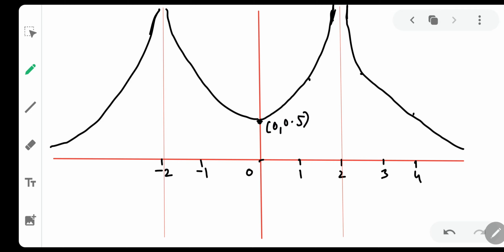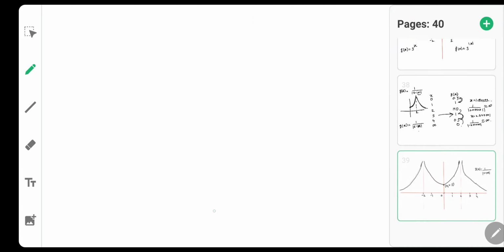Now this is your graph g(x), and your g(x) is nothing but 1 upon mod of 2 minus mod x. See how pretty that graph is, right? Now I am going to do one thing. I am going to draw this on another graph paper. So let me start.